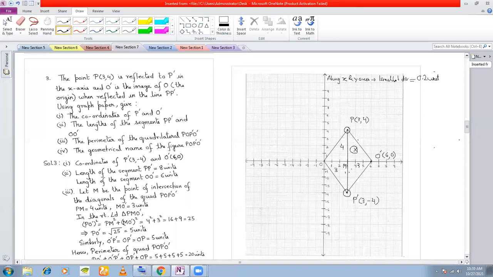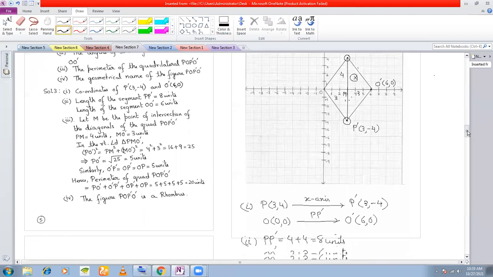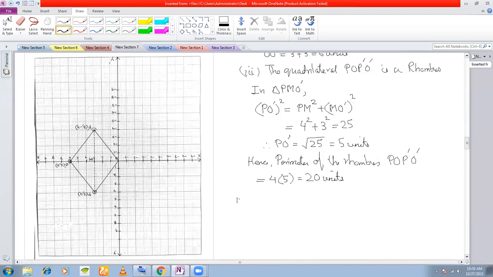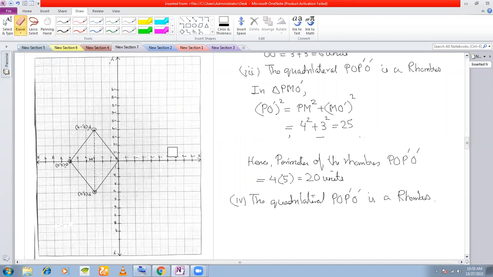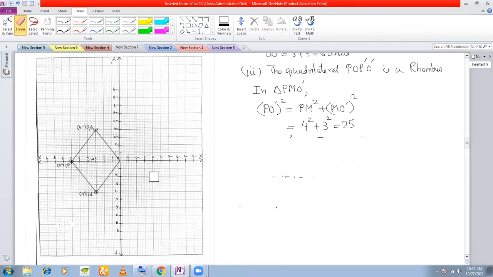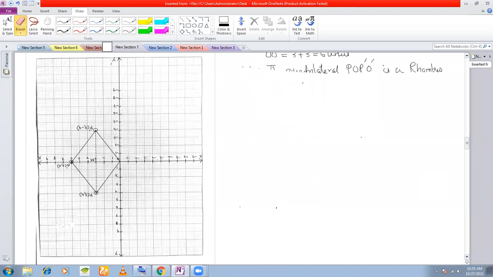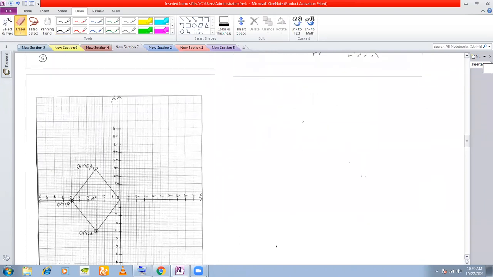Fourth question, geometrical name of the figure. We have already given a geometrical name. It is a rhombus. Is a rhombus. That's it. Okay, any question? No, sir. No question. We'll move on to the next question then.